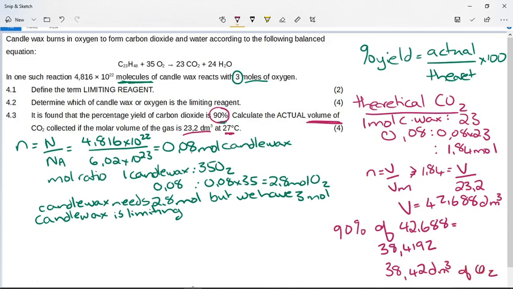If you wanted to, you could go back to your original formula here, and you put in here 90 equals actual, which we're trying to find, you can call it X, over the theoretical, which is 42.688, times by 100, or you can just say what is 90% of 42.688, and you will come up with your final answer here, which is 38.42 cubic decimeters of carbon dioxide. And it's wonderful because you never once had to calculate the relative molecular mass of this interesting compound, which would have been a very large number.